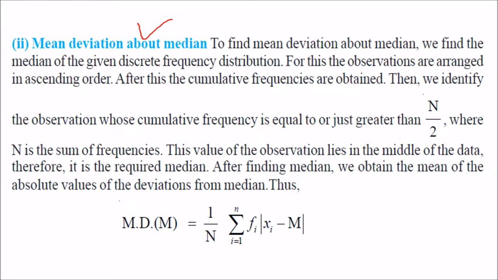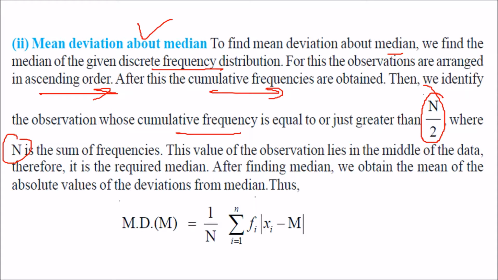How about mean deviation about median? To find the mean deviation about median, we need to find the median of the discrete frequency distribution, and for this we have to make an order. So we'll arrange them in ascending order, and then compute the cumulative frequencies, and then identify the observation whose cumulative frequency is either equal to or just greater than N by 2, where N, of course, is the sum of the frequencies, and this value should lie in the middle of the data.